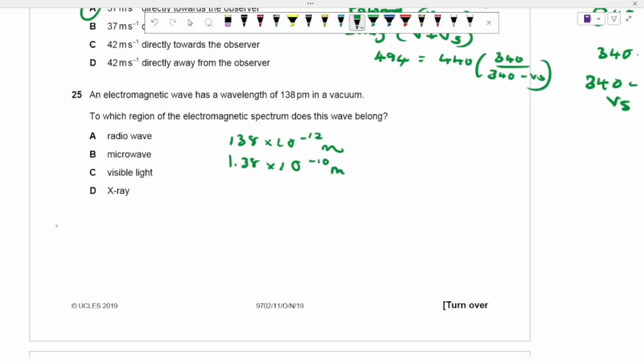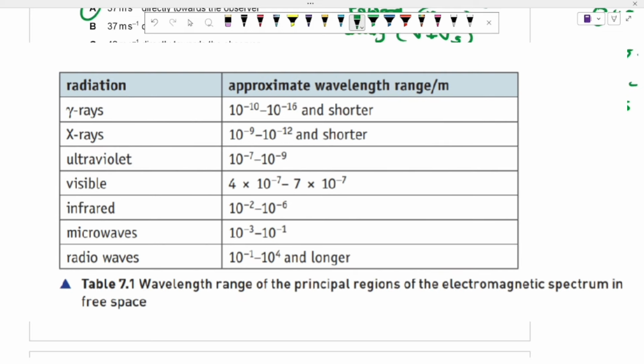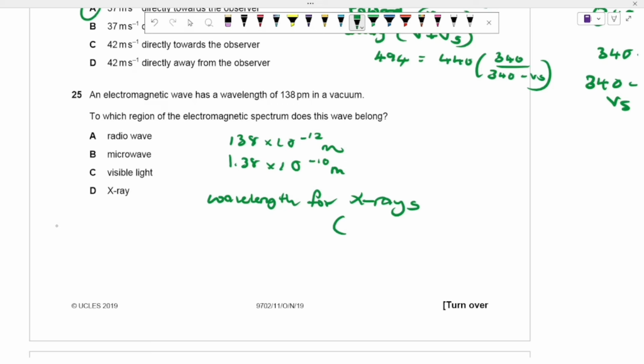If you open your textbook, you're going to see that the wavelength for X-rays is basically going to be somewhere from 10 to the power of negative 9 to 10 to the power of negative 12. This is from your official Cambridge textbook. So 10 to the power of negative 10 basically falls in this range. There are multiple ranges you can find on the internet.